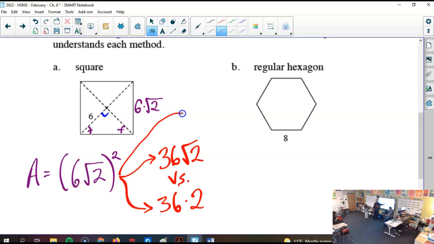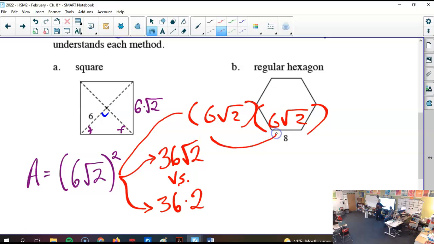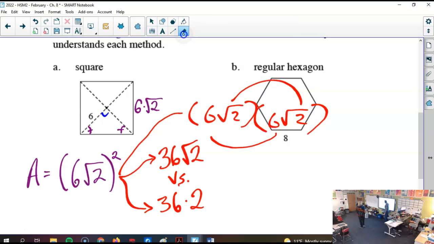6 radical 2 times 6 radical 2, and then FOIL. When do we use FOIL? For binomials. Are those binomials? No, they are not. What is a binomial? Refer to the algebra alphabet: two terms. Yeah, there's no plus or minus.